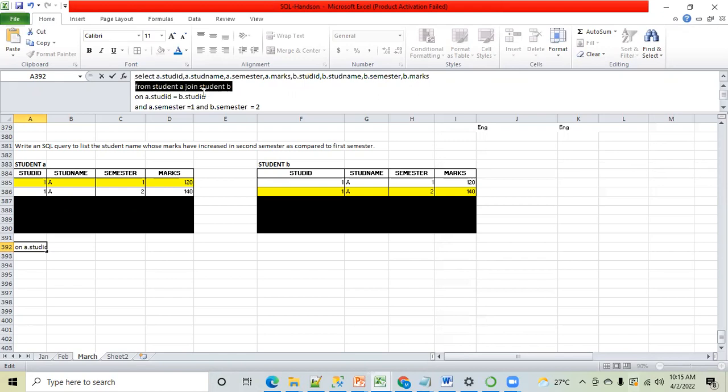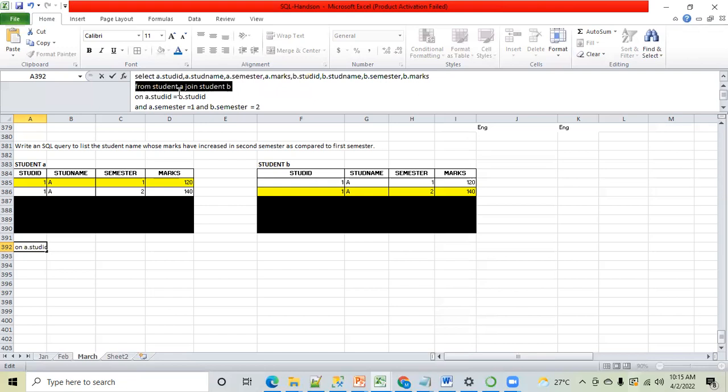Any question here? Student A table and student B table we are using. We are joining these two tables. That's why I've written from student A join student B. Correct? This is the same table. You can call this a self join as well. This is an inner join.